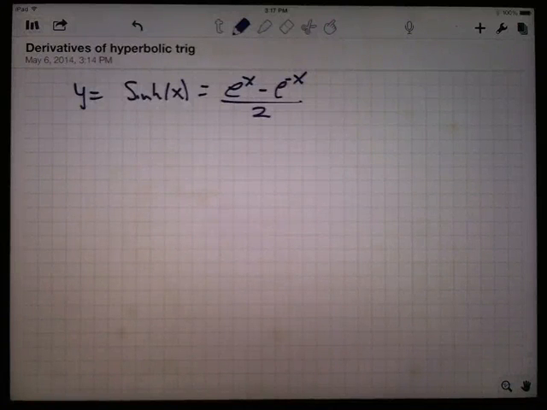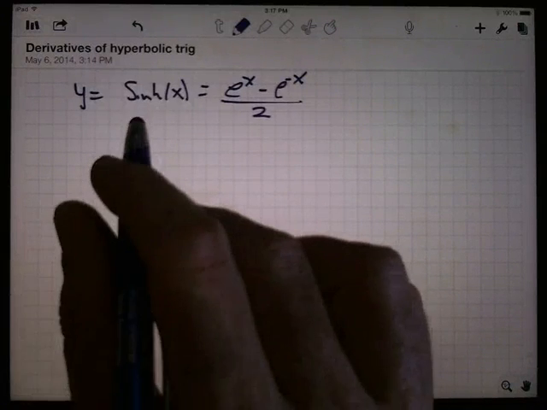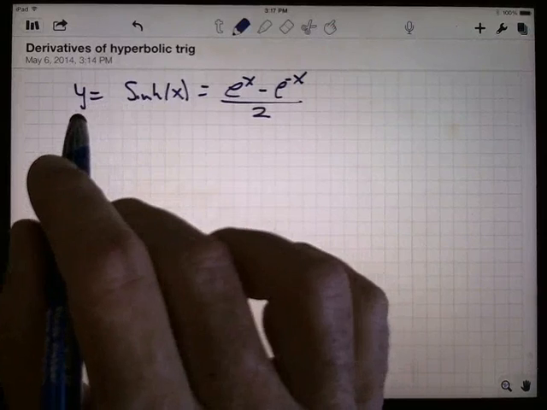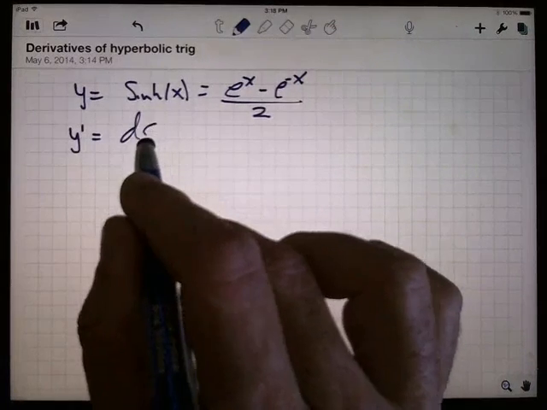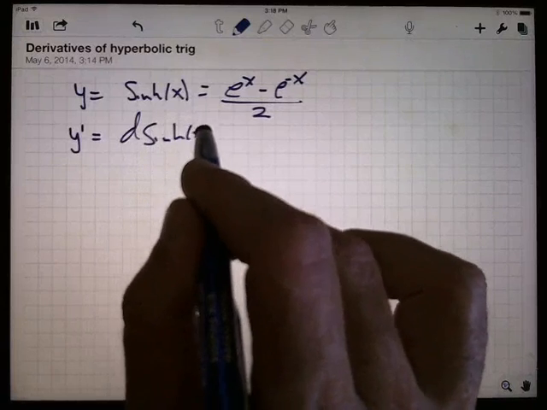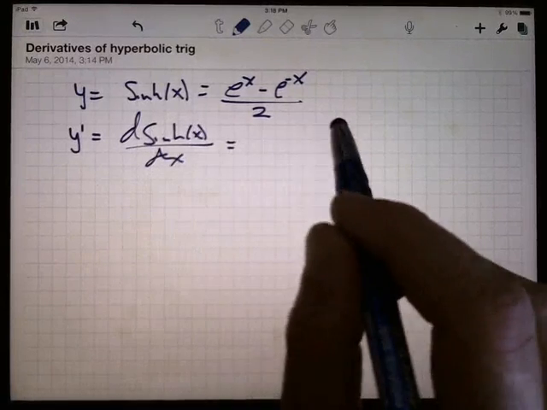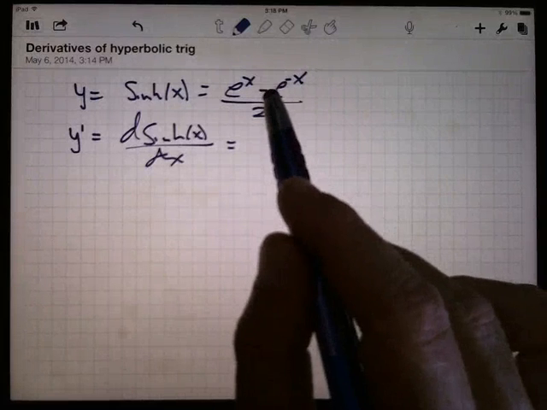Want to take the derivative of the hyperbolic trig functions. So let's get started with the hyperbolic sine here. So the derivative here, y prime, or however you want to write it, the derivative of the hyperbolic sine of x with respect to x is equal to, well, I'm just going to do it in terms of these exponentials here.